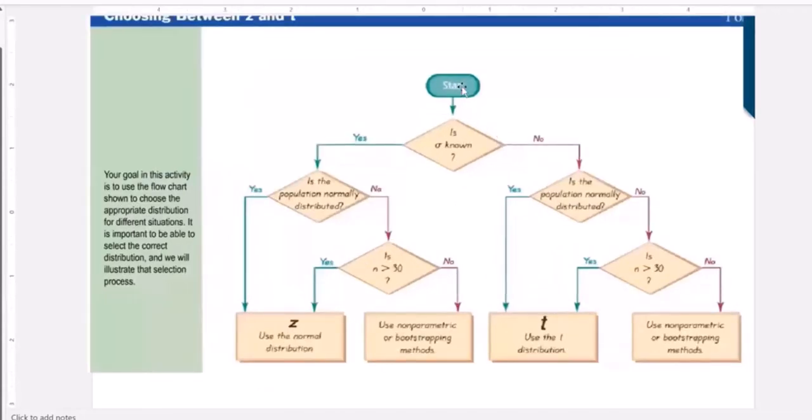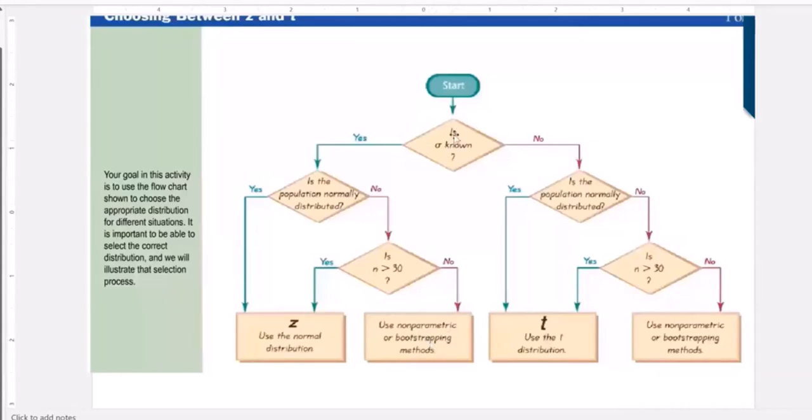Okay. We start here. Do we know the population standard deviation? If we do, we go this way. Is the population normally distributed? If it is, we use our z-score. If it's not normally distributed, we find out if n is greater than 30. If it is, we can use our z-score. If it's not, then we use that alternative that we're not going to talk about.